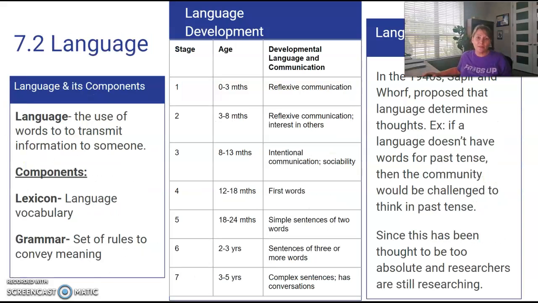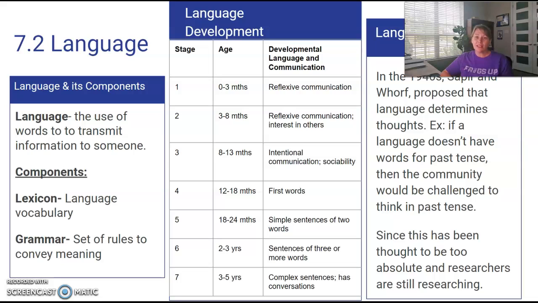Next, language. This is the wordy one, and I'm really sorry that my picture is over where it says language and thinking. There's nowhere I can move it. But I will tell you what it says. Let's start out with language and its components. Language is the use of words to transmit information to someone. The components are lexicon as language vocabulary, and grammar as the set of rules to convey the meaning. That's your language development chart. Yeah, it's pretty self-explanatory there.